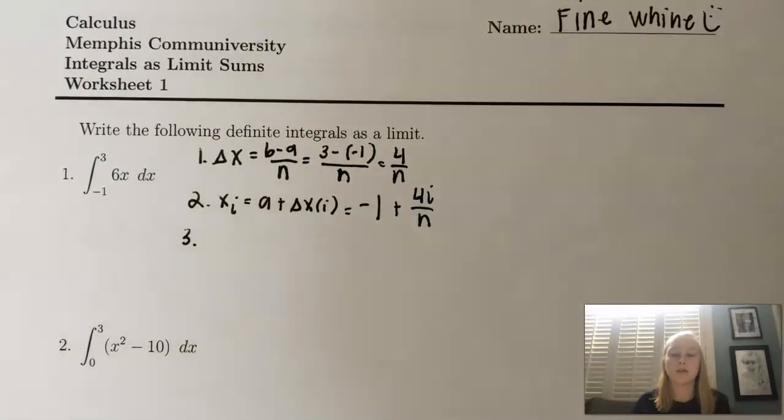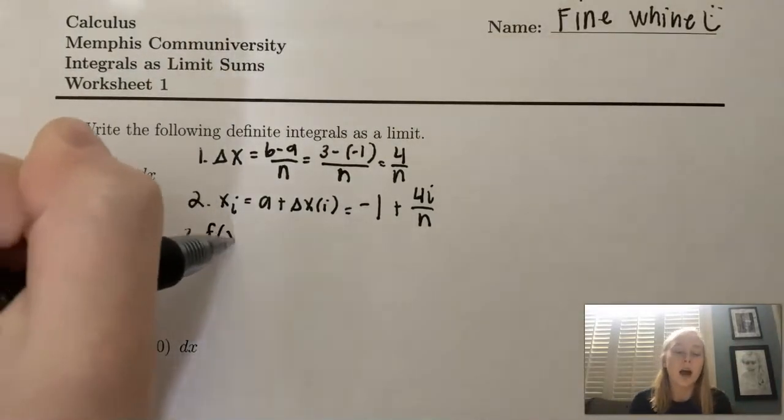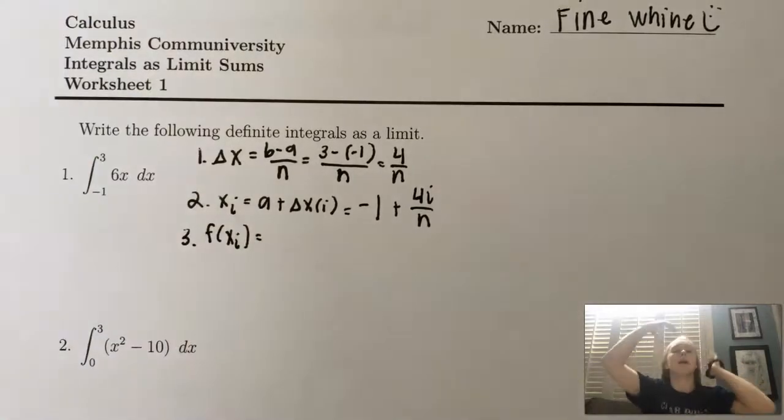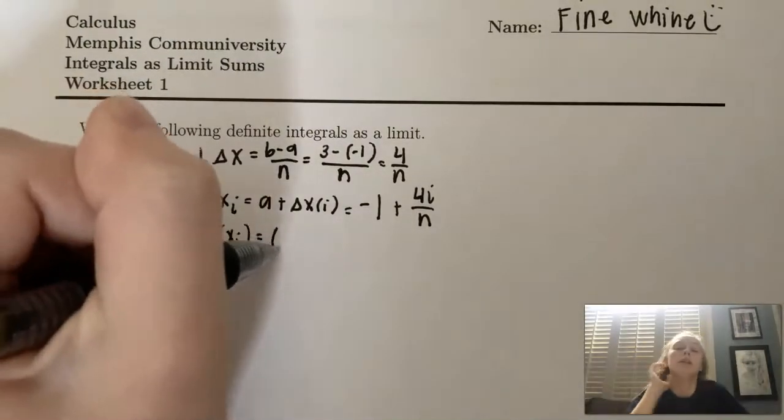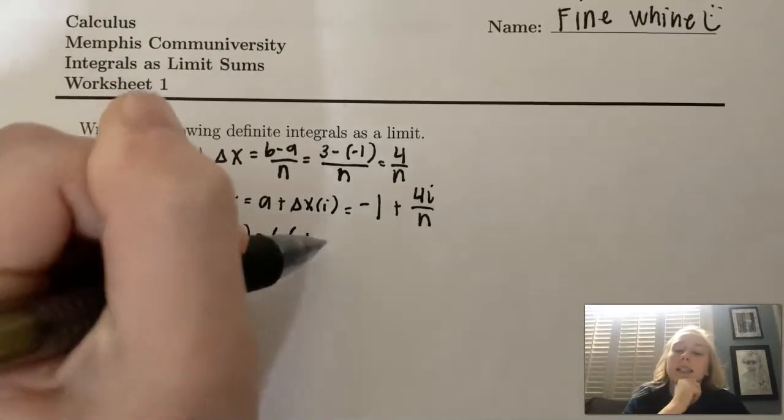Remember to be conscious of the negative. Sometimes they can be confusing. Now we plug in xi to wherever that x is in the equation. So in this case, it's 6 times the xi.